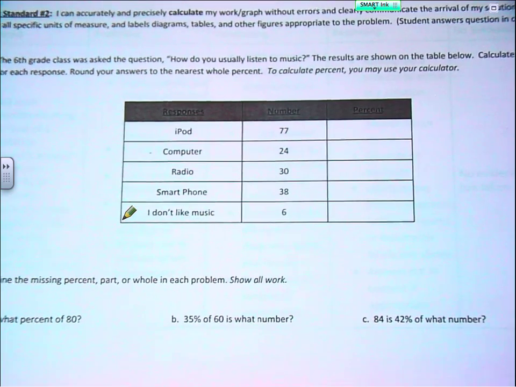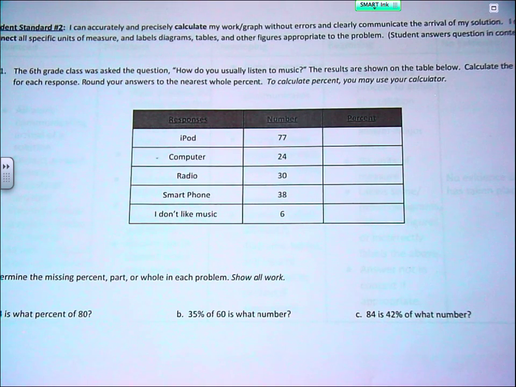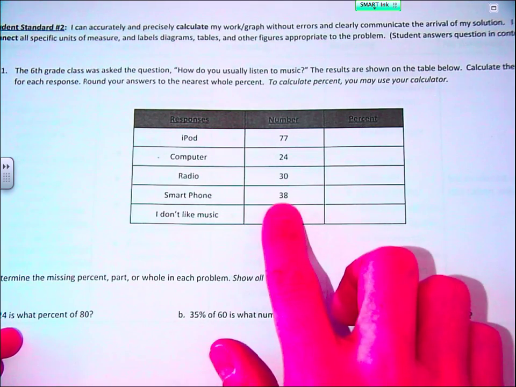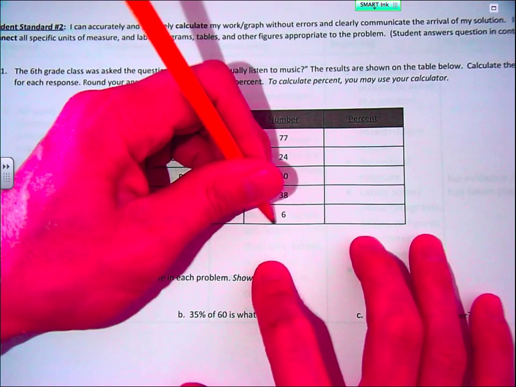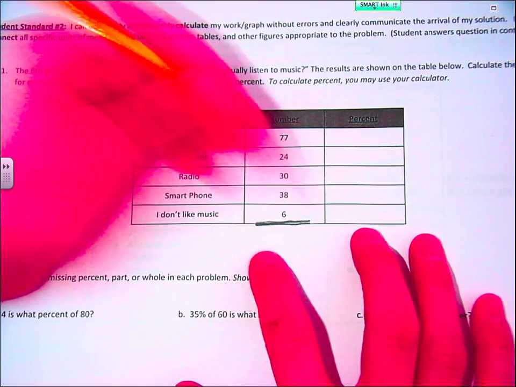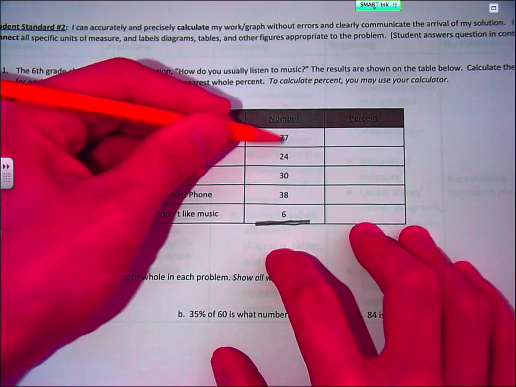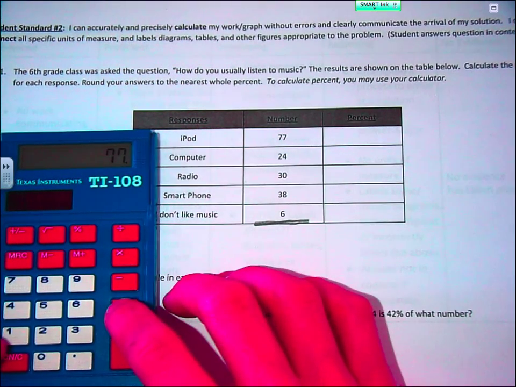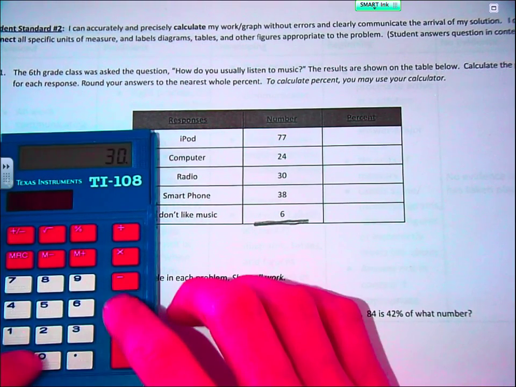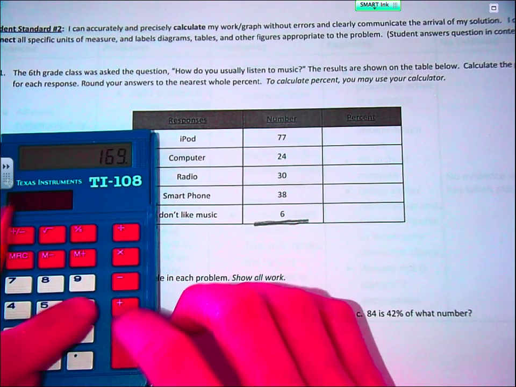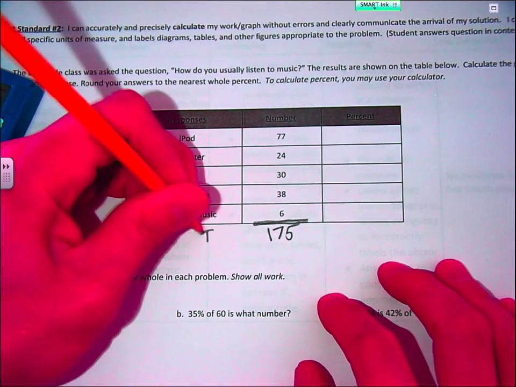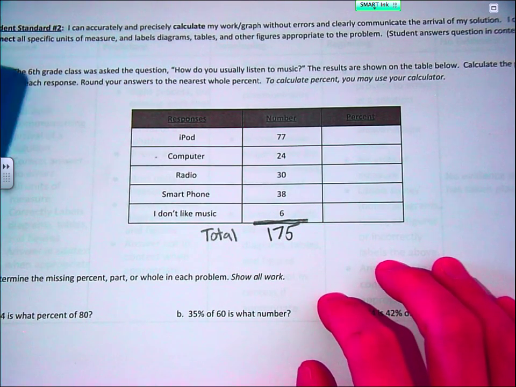Alright, so on this problem right here, they give you a 6th grade class and they ask, how do you usually listen to music? So we have 77, 24, 30, 38, and 6. The first thing you need to do, because they don't tell this to you, is figure out the total. So you need to add those together. I can't do it in my head, so I would take my calculator and add them together, 175. I would make sure that I put my total in there. My total is 175. Okay?